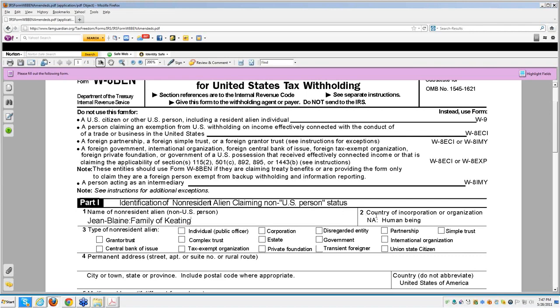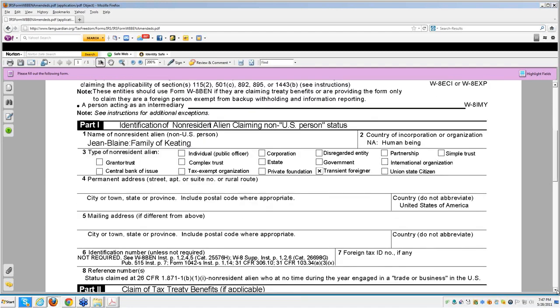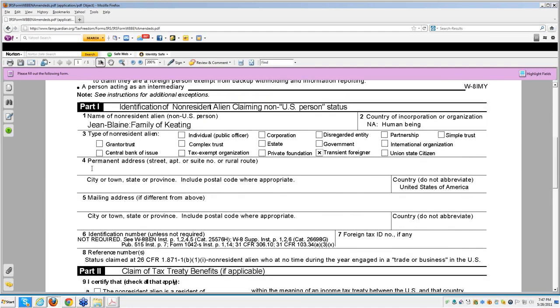Notice it says here, country of incorporation or organization, human being. So you put transient foreigner. You click this box right there. Yeah. So you put NA, human being. Permanent address.